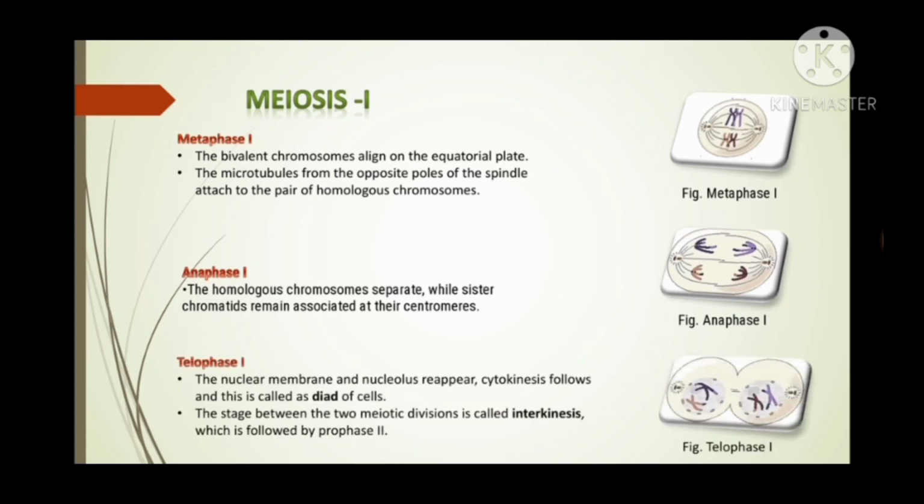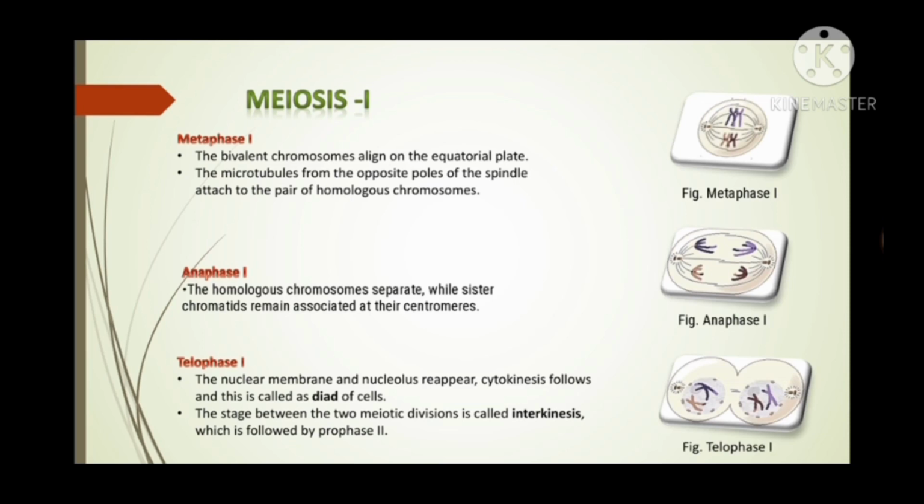The next stage is telophase 1. In telophase 1, the nuclear membrane and nucleolus reappear. Right? And it is followed by cytokinesis, and this is called the diad of cells. The stage between the two meiotic divisions is known as interkinesis.